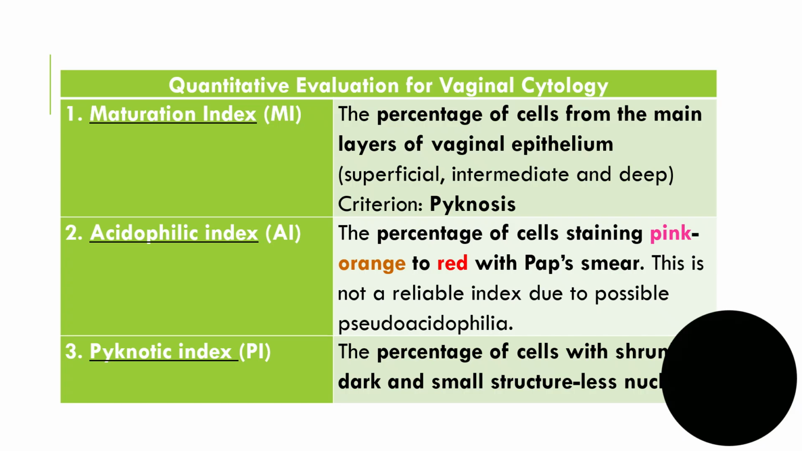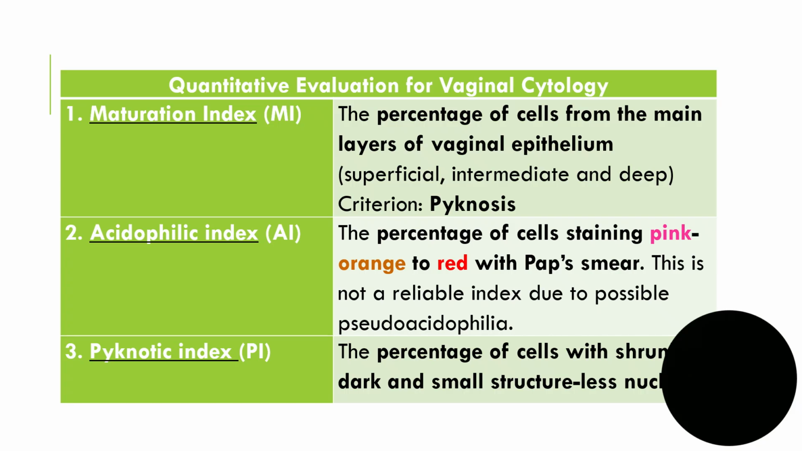Vaginal cytology can be evaluated quantitatively using three main indices. First, the maturation index or the MI. This is the percentage of cells from the main layers of vaginal epithelium: the superficial layer, the intermediate layer, and the deep or the basal parabasal layer. It is reported as three numbers that add up to 100.